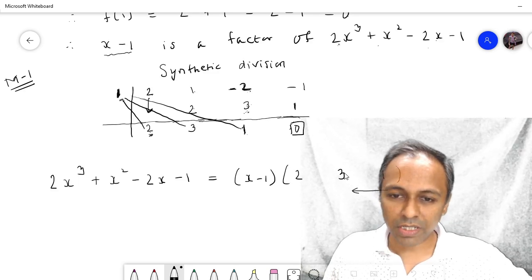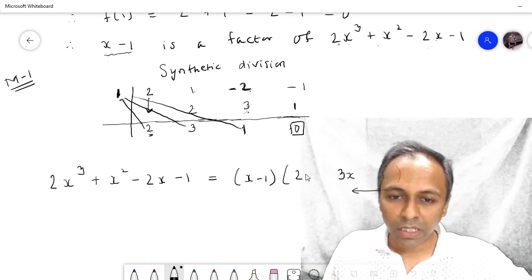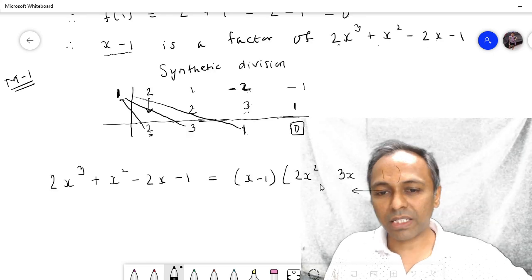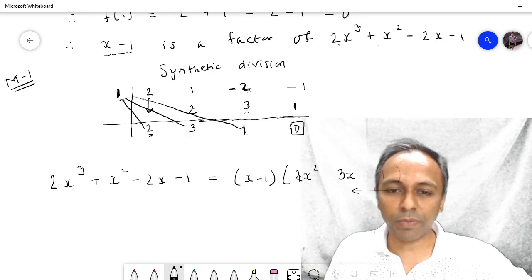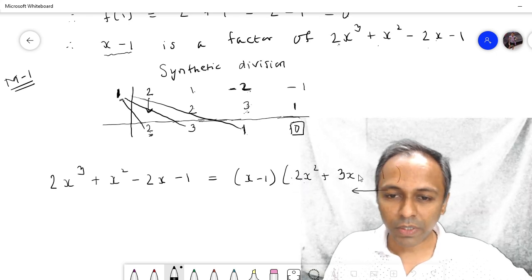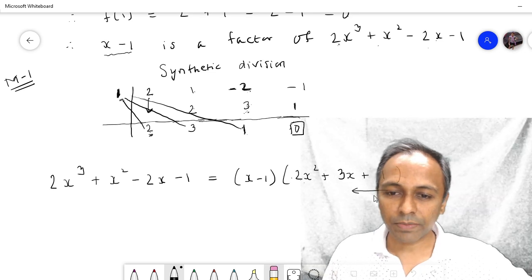Write the first term as a constant. Give the variable x to the next term. Increase the variable's degree to 2 in the next. There is no other term before it in the bracket. So 2x square plus 3x plus 1 will come within this second bracket.